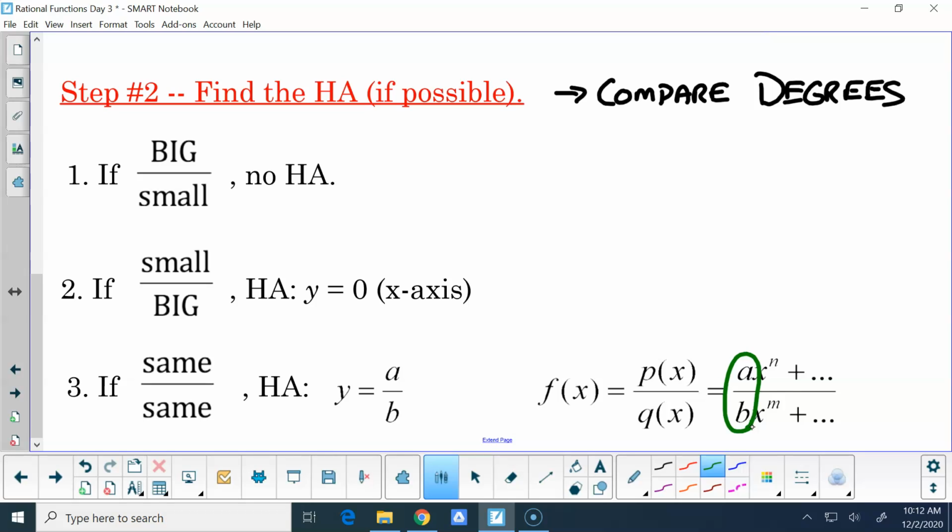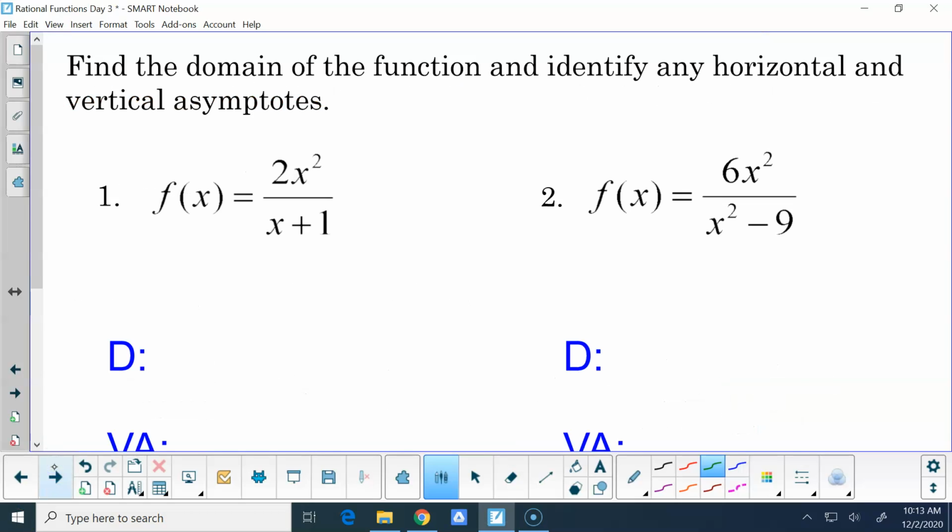Those of you at home, you can pause and get that written down. All right, so 2 examples here. It says find the domain of the function and identify any horizontal and vertical asymptotes. Okay. So first we have to find the domain.